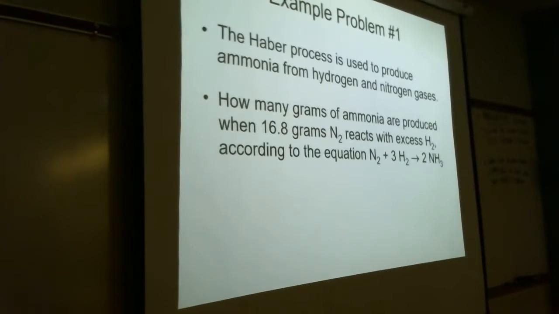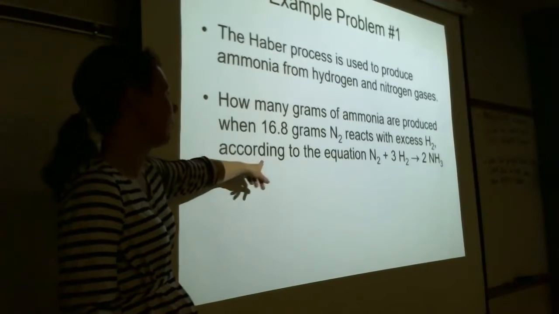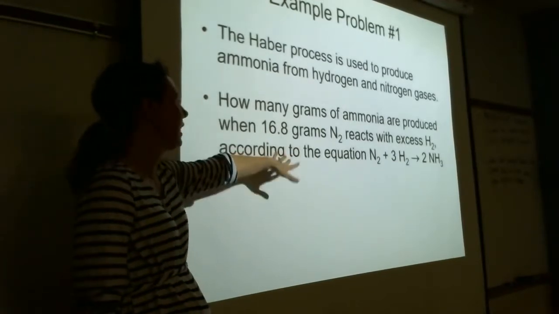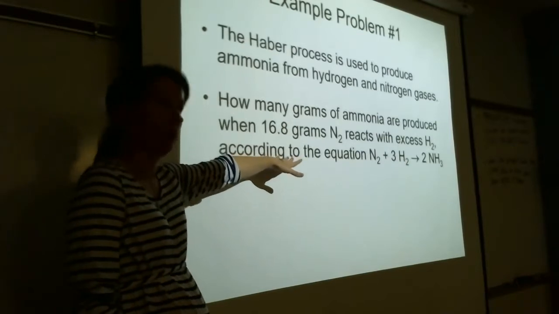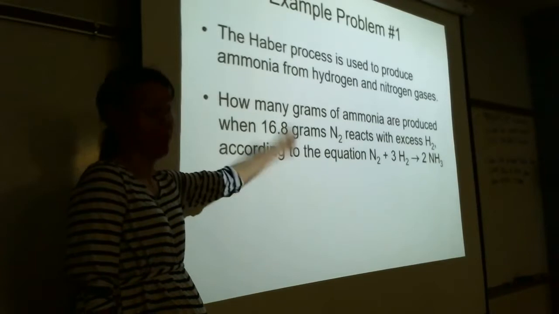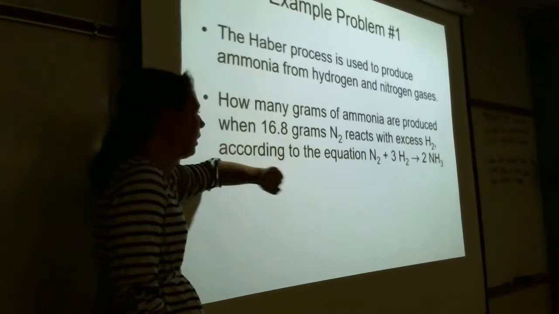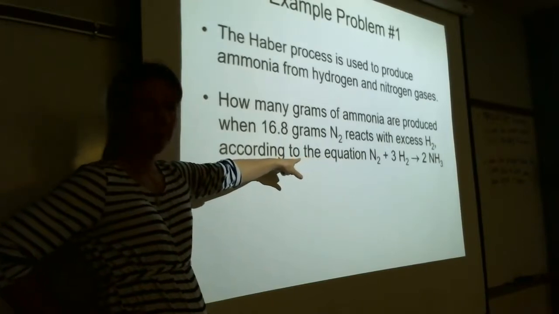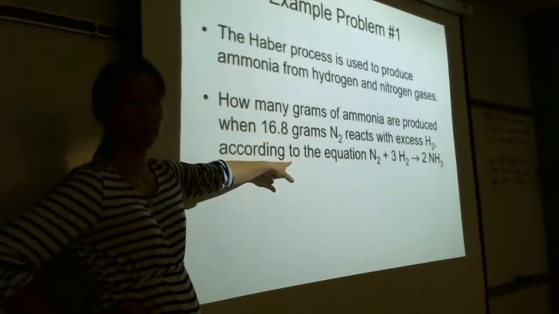Okay, let's do this one together. The Haber process, that's actually a Nobel Prize winning reaction, in case you didn't know that, is used to produce ammonia, which is NH3, from hydrogen gas and nitrogen gas. How many grams of ammonia are produced when 16.8 grams of N2 reacts with excess H2, according to this equation? Now, I was nice to you here. I was extremely nice. Am I going to be giving you equations? No. The reason I'm giving you this equation is because I want you to focus on the stoichiometry and not on the equation. But just be advised from here on out, I'm not giving you equations because you can write this. What kind of reaction is this? What type? Two reactants, one product, what type would that be?